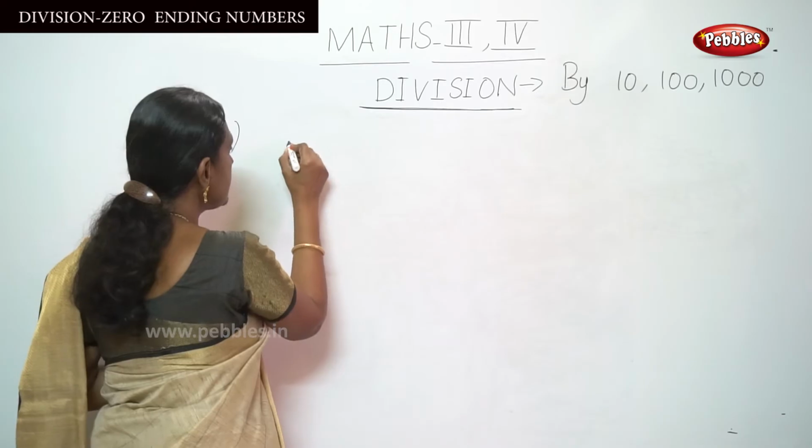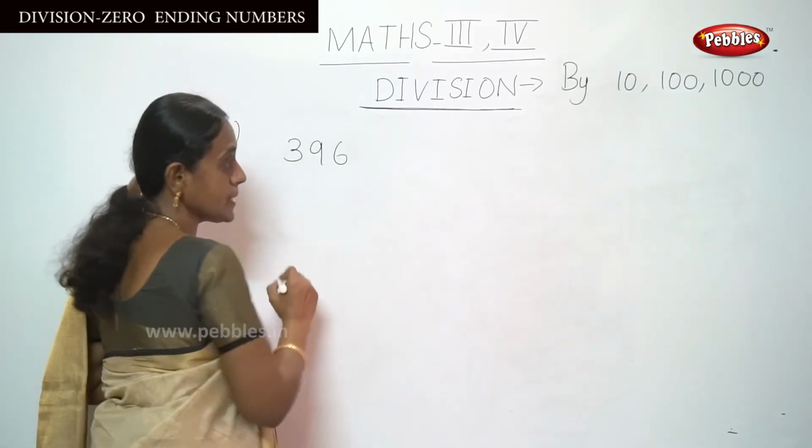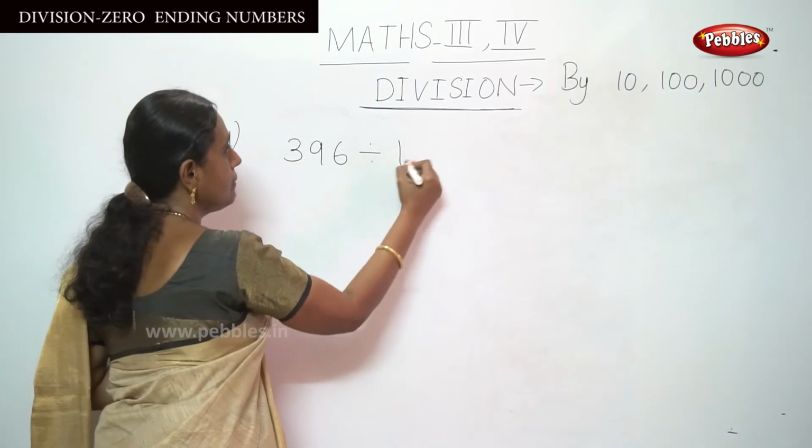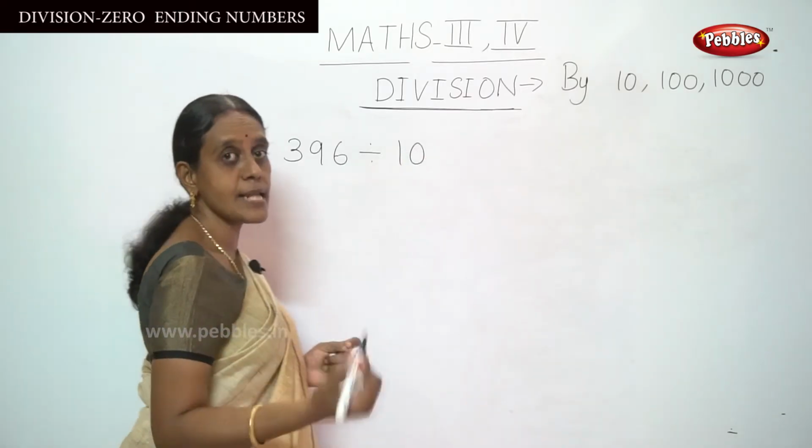396, this is a 3-digit number, divided by 10.